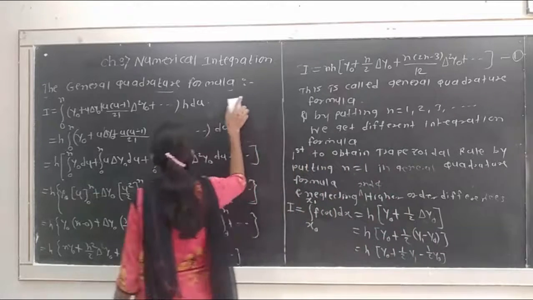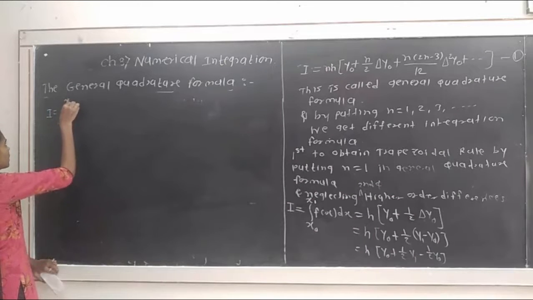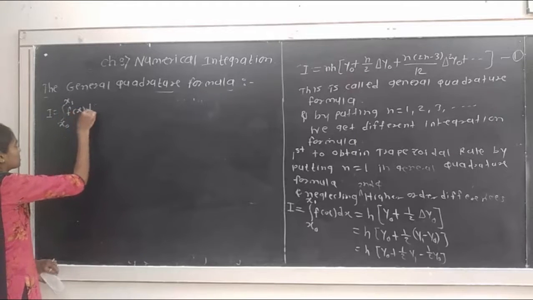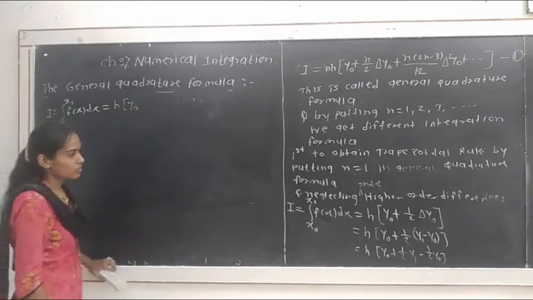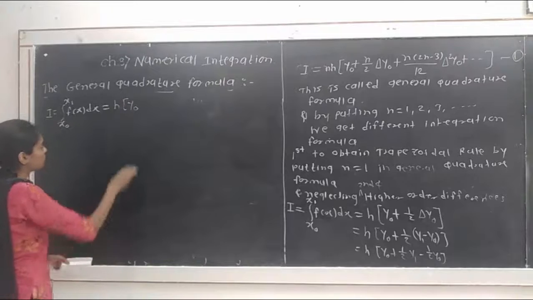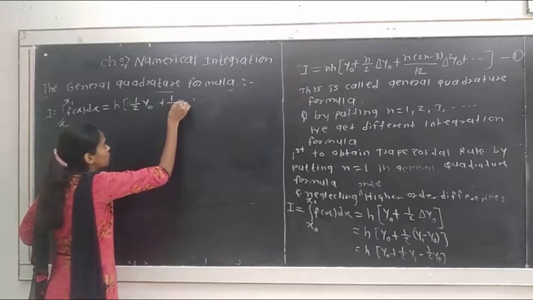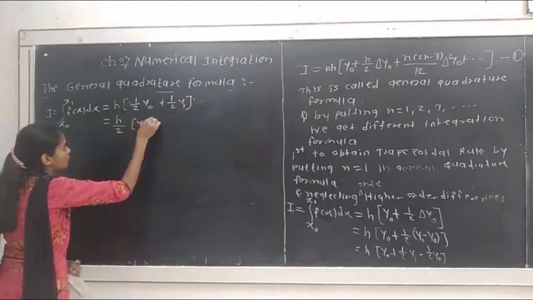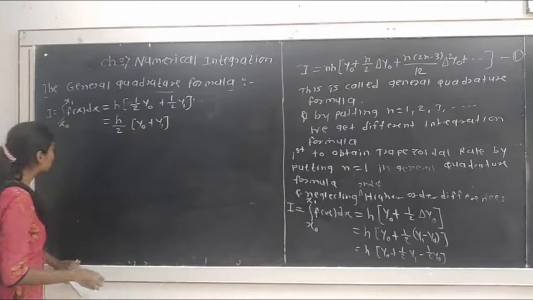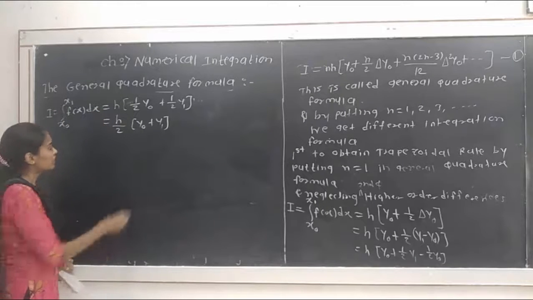Okay, by separating these, I is equal to the integration from x0 to x1 of f(x) dx, which is equal to h in bracket y0 minus 1 by 2 y0, which becomes 1 by 2 y0, plus 1 by 2 y1. That is, we get h divided by 2 in bracket y0 plus y1. So we get the integral for this single step x0 to x1 of f(x) dx.